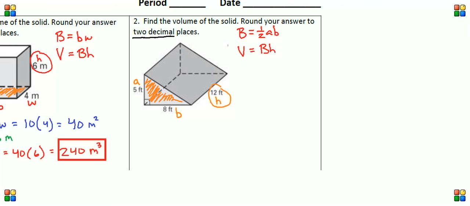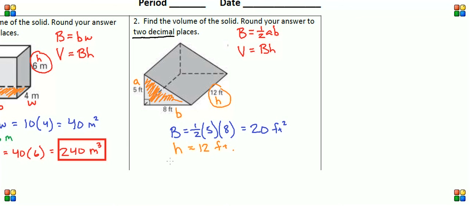Alright, let's go ahead and work out our calculations. We have the base, which is now a triangle, is equal to 1/2 of the value of A, which is 5, times the value of B, which is 8. Plug that in your calculator, or if you do it in your head, that's great too. 8 times 5 is 40, times 1/2, or divided by 2, is equal to 20. Remember, area is in units squared, so in this case it's 20 feet squared. And now we'll go ahead and find the height, which we've already found actually. The height is equal to 12 feet.